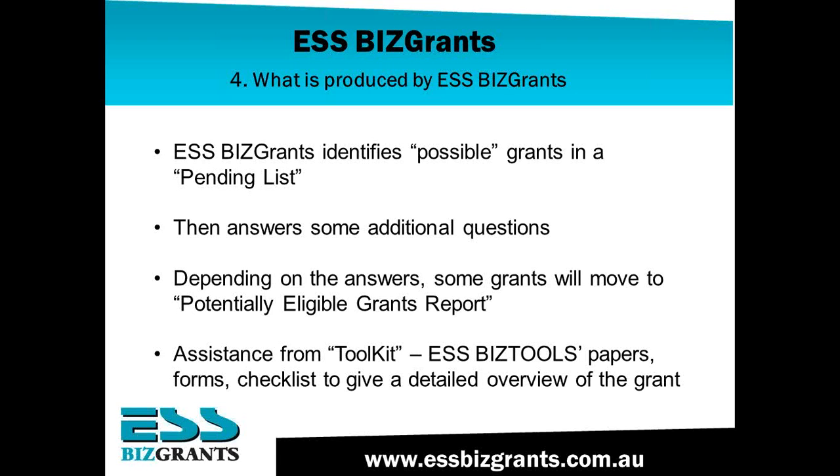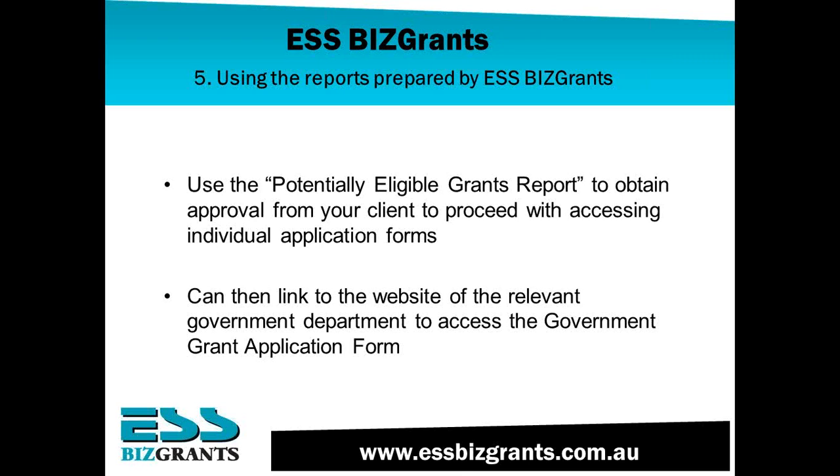In some of the grants, the more complicated ones, there are some additional items available within the toolkit. It might be a checklist on what you need to have if you're going to make an application. But the toolkit is there to assist you. You can print the paper and give it to the client if you wish, so to give them a better idea of what the grants are all about. And you can also link direct from ESS BIZGrants to the relevant government website.